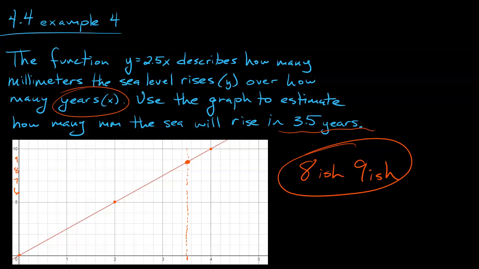Now, if we wanted to know exactly what it was, we could do 2.5 times 3.5. But the whole point of this question is just estimating. So 8-ish, 9-ish. I'd take either one of those answers. They're both good. So whenever it says estimate, you guys have a little bit of freedom as to how you answer it.